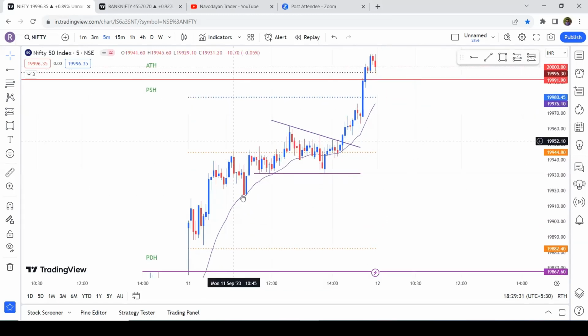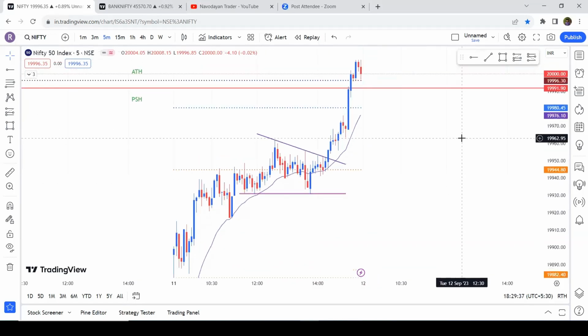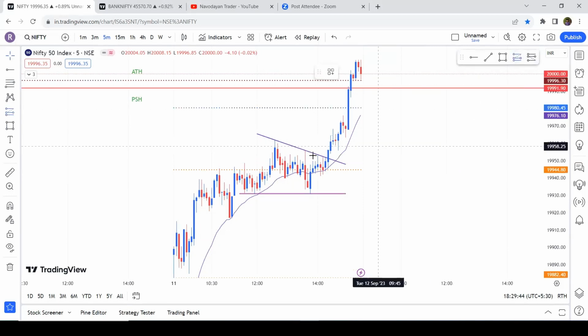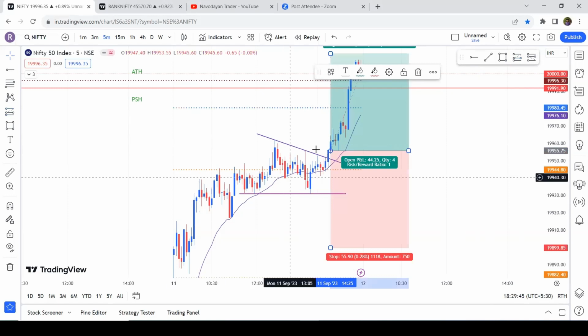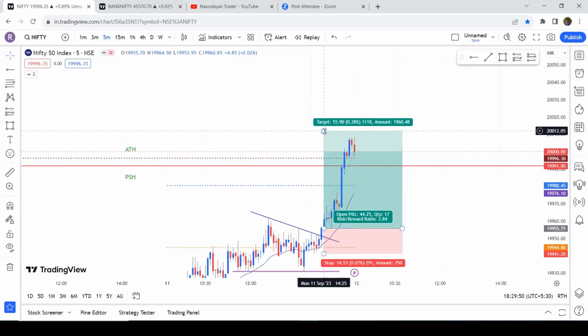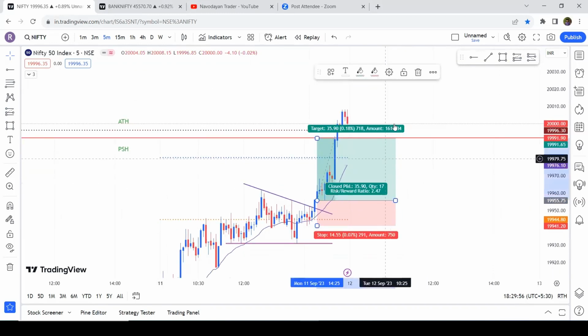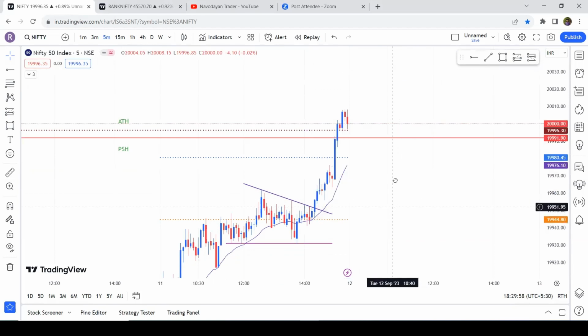And you can see there is one more pattern which we can call a descending triangle, or simply a wedge pattern. You can see there was a breakout after a period of consolidation, and your stop loss can be here. Your target can be the all-time high, which gave more than 1:2. Yeah, this is for the Nifty 50 analysis.